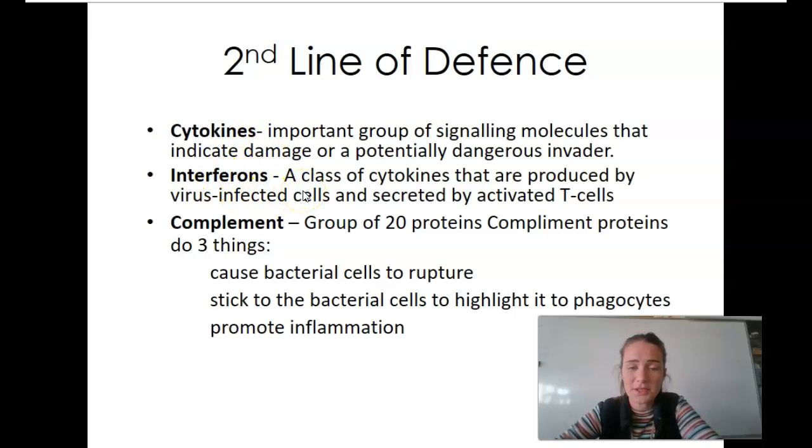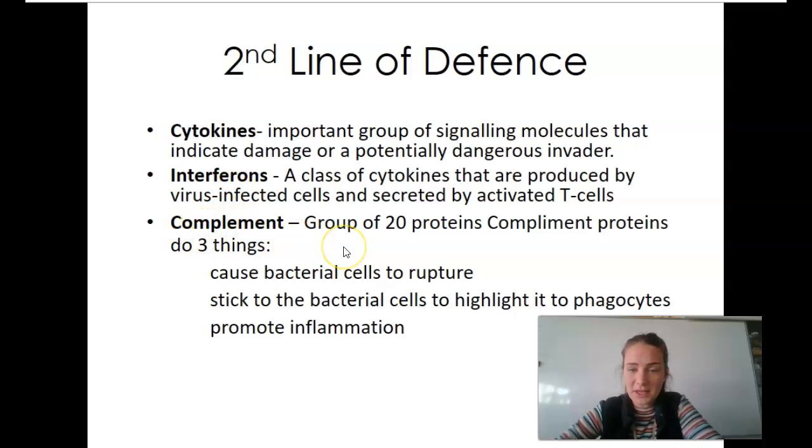Interferons are a cytokine, and cytokines are a very big group, but interferons are a specific one that gets mentioned, and their job we'll mention again when we talk about the third line of defense. They act on virus-infected cells, so a cell that's been infected by a virus, as part of the detection that it has been infected, releases these things called interferons, and interferons are a signaling molecule that will trigger the third line of defense to come and get rid of them because they recognize that they themselves are infected.